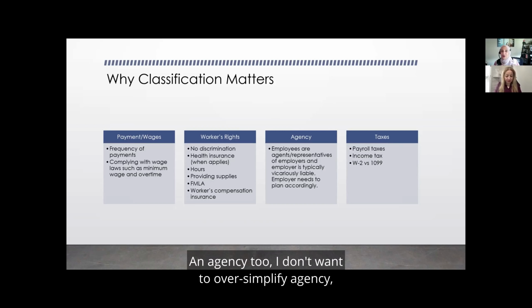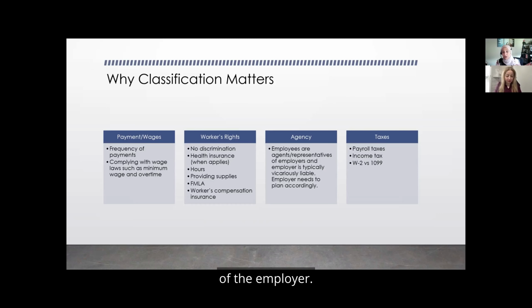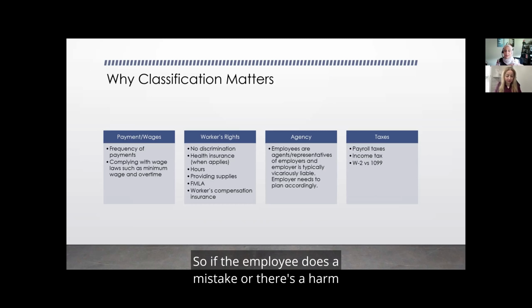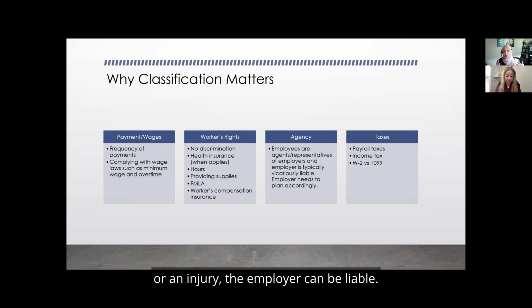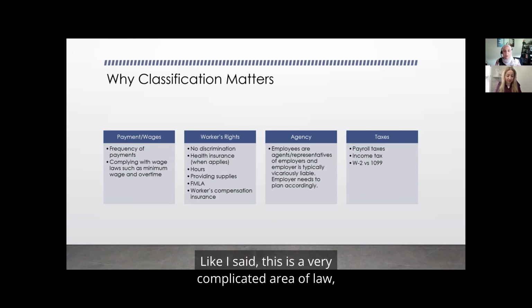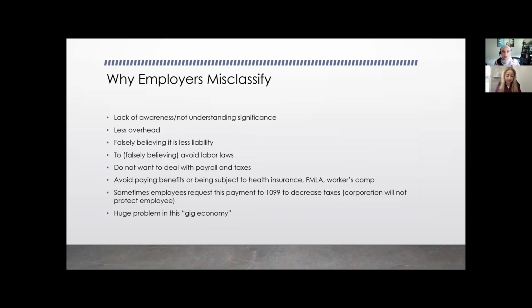Agency too. I don't want to oversimplify agency, but basically it's that employees act on behalf of the employer. So if the employee makes a mistake or there's a harm or an injury, the employer can be liable. This is a very complicated area of law, but that's the gist of it. And of course, taxes, which Noura is going to talk about too.